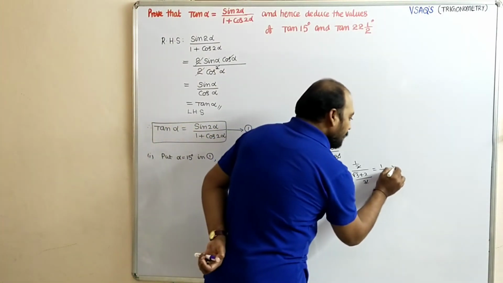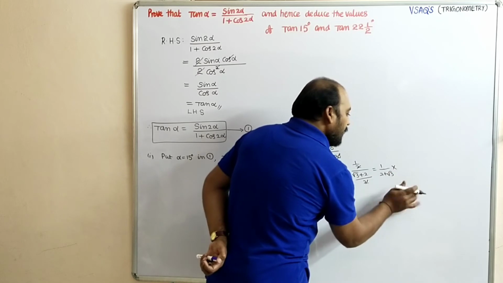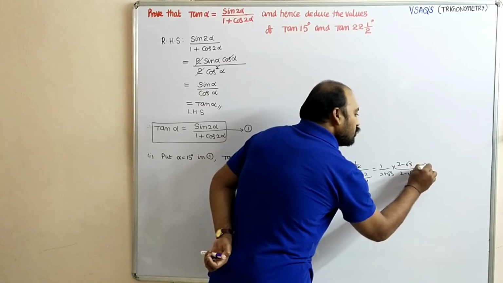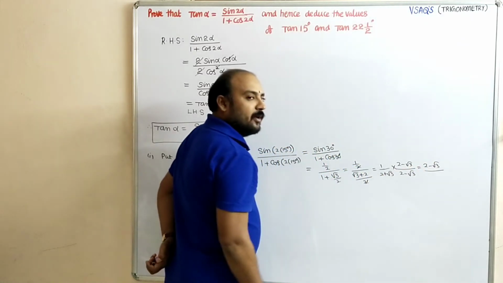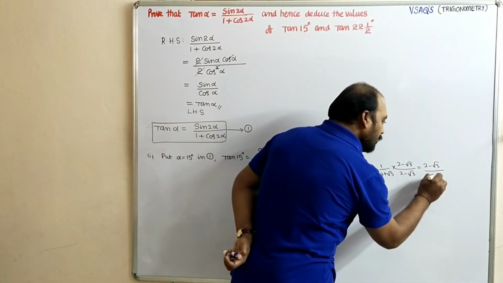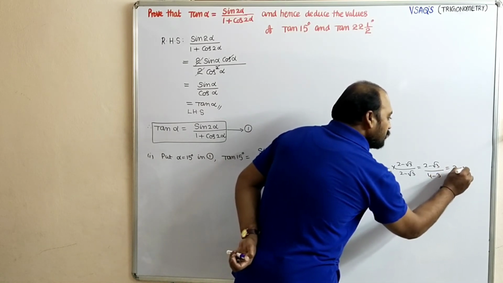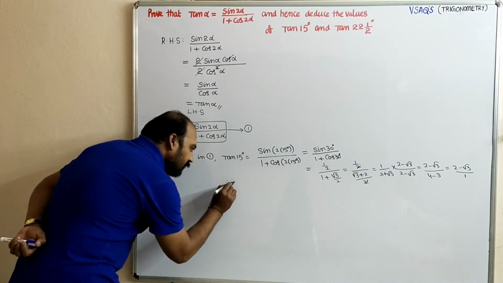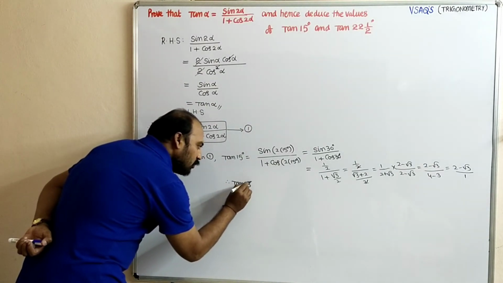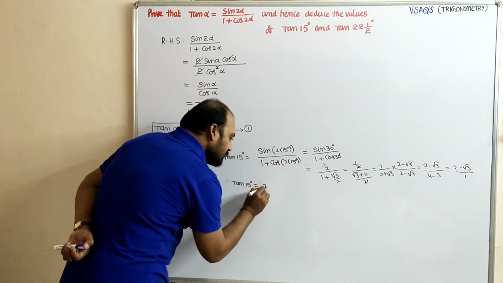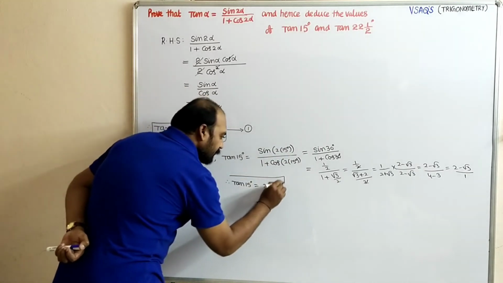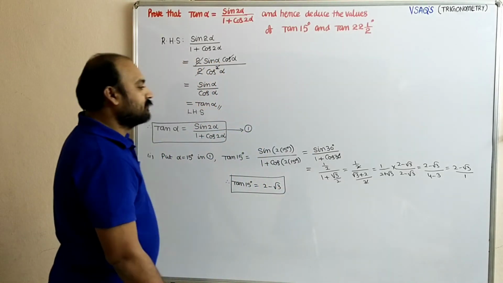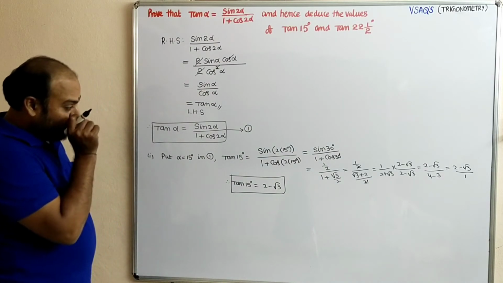So rationalizing, multiplying and dividing by the rationalizing factor 2 minus root 3 divided by 2 minus root 3. 2 minus root 3 divided by a plus b into a minus b: 2 square is 4 minus root 3 whole square is 3. So 2 minus root 3 divided by 1. Ultimately, the value of tan 15 is equal to 2 minus root 3. Next, they are asking tan 22.5 degrees now. So here, where we have to write, better to write there now.